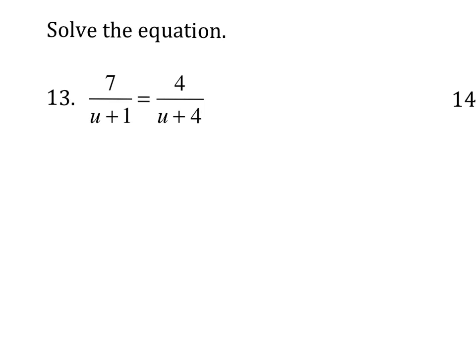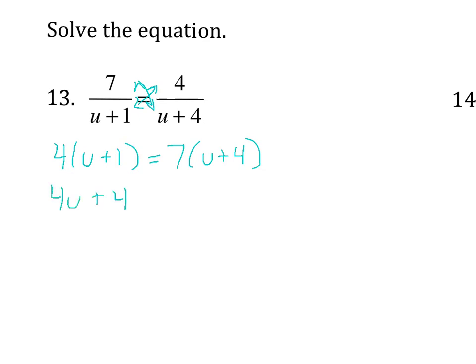Moving on to the solving equations, we see that in number 13 we have one term on each side of the equal sign. So all we need to do is cross multiply in order to solve for u. So I have 4 times u plus 1 equals 7 times u plus 4. So now I just need to distribute the 4. So I have 4u plus 4 equals 7u plus 28.